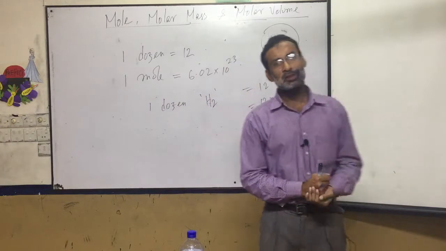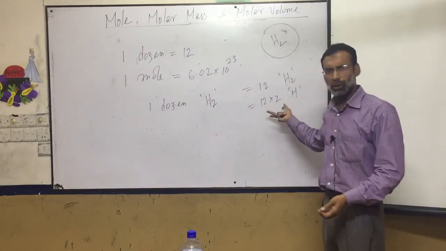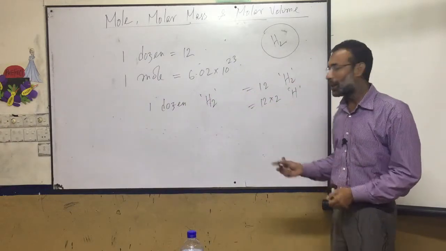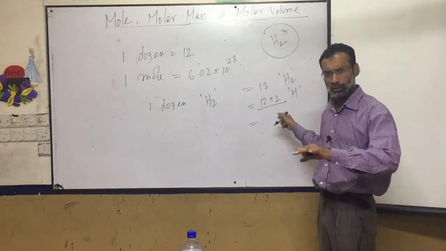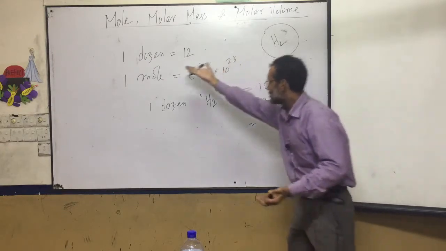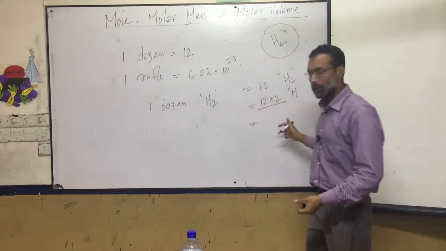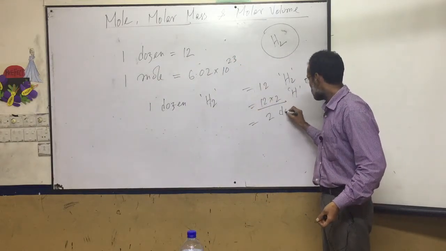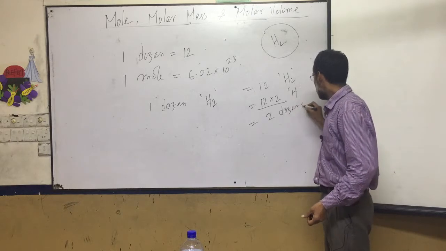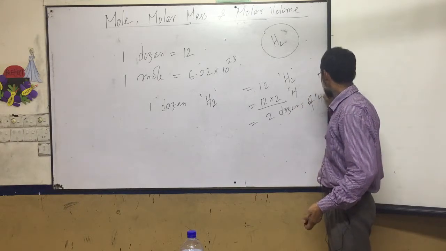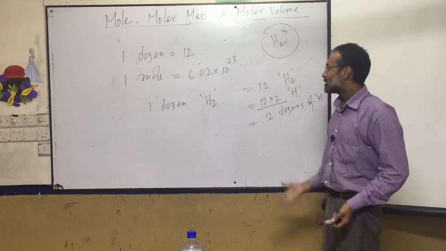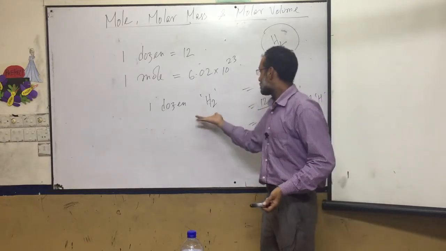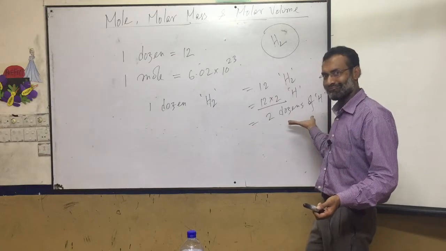Now I'm going to represent this number, 24, in dozens. How many dozens could it be? 12 times 2. Surely 1 dozen equals 12, so I'm going to write 2 dozens. 2 dozens of what? H atoms, hydrogen atoms. Clear? The point is, 1 dozen H2 equals 2 dozen H.